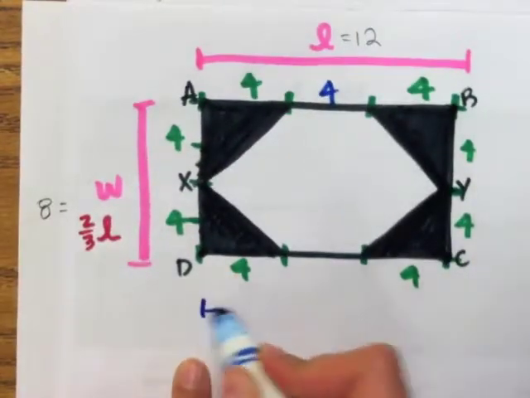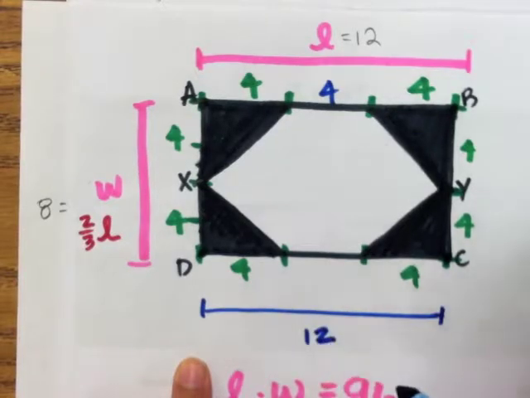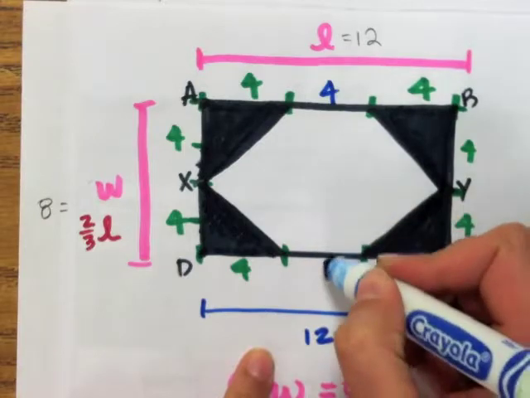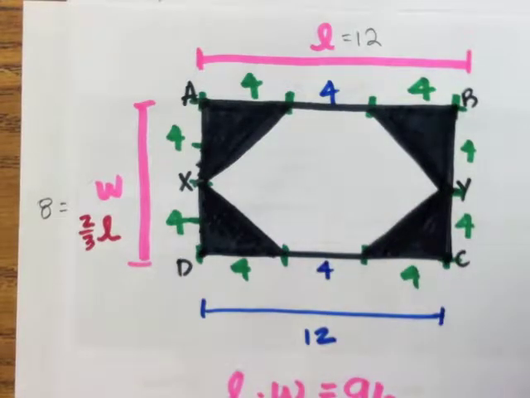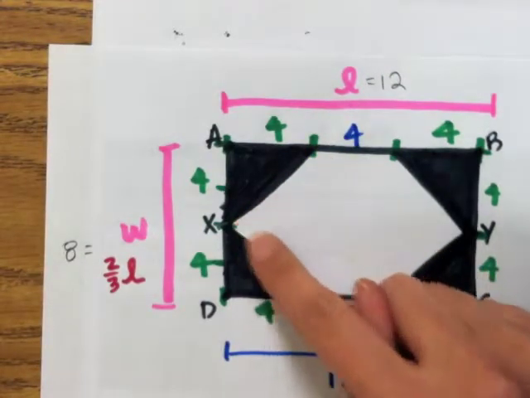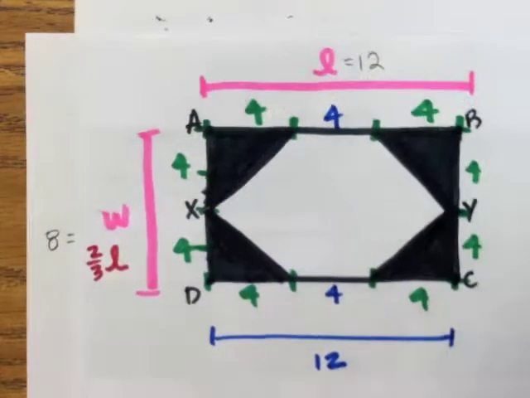Same thing on the bottom. We know that this whole bottom part has to be 12. So if that's 4 and that's 4, that means that this center part has to be 4. Okay? So now our goal is to figure out these hypotenuses.